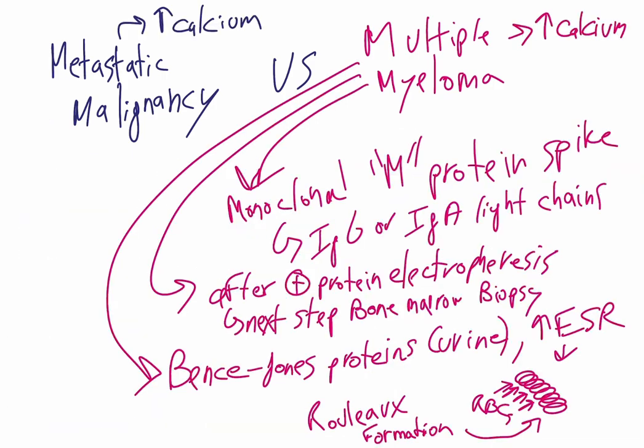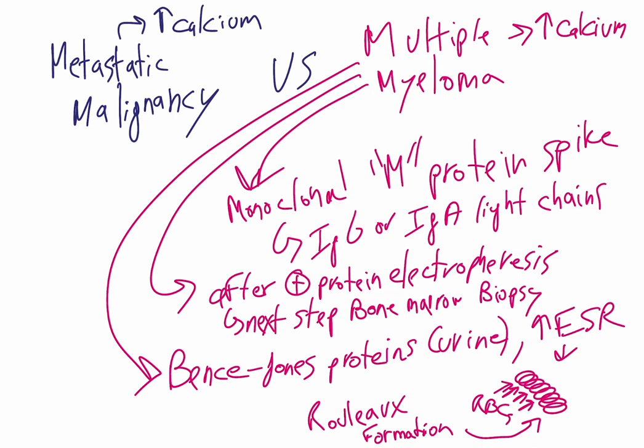Now, the reason this is not multiple myeloma is because this patient had normal serum protein electrophoresis. Normally, in multiple myeloma, you'd expect a monoclonal M protein spike, typically IgG or IgA light chains. After a positive serum protein electrophoresis, we would follow this up with a bone marrow biopsy. Other things that would point to multiple myeloma would be Bence-Jones proteins in the urine and elevated ESR. This is due to rouleaux formations, basically sticky RBCs caused by excess immunoglobulins stacked up like coins. Hypercalcemia, although metastatic disease can also cause this. You would see this also in metastatic disease.